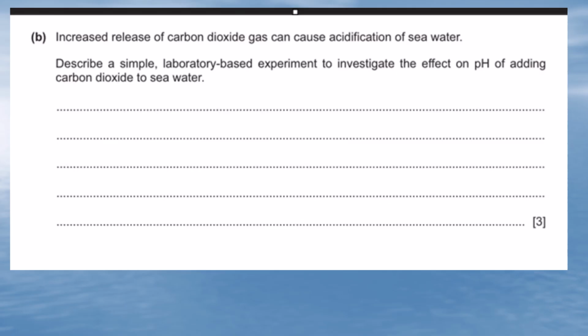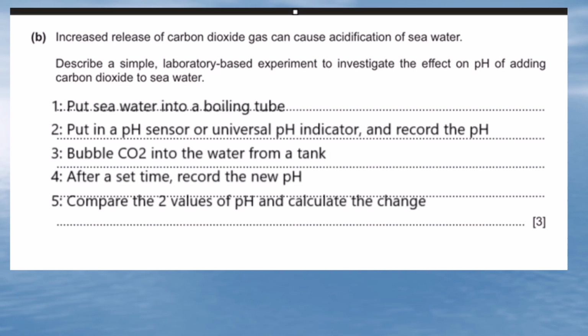So here we are asked to describe a simple laboratory-based experiment to investigate the effect on pH of adding carbon dioxide to seawater. And here, again, it's important to be specific. I had quite a few students who just said, add CO2 to water and see what happens. And while this is not wrong, it's also not specific enough. So here is how I would do it.